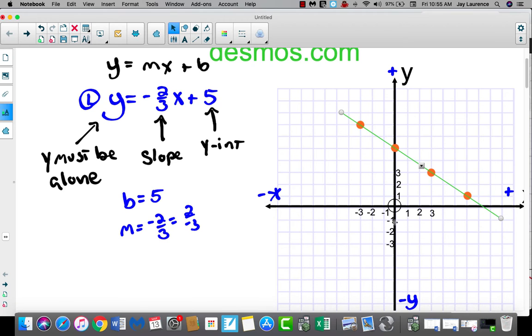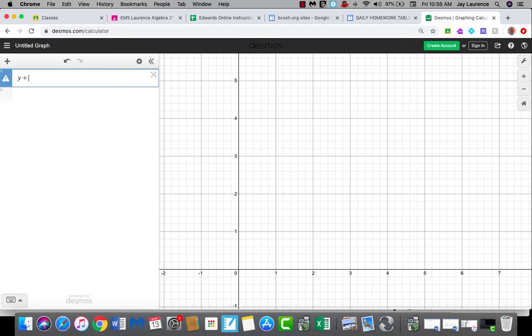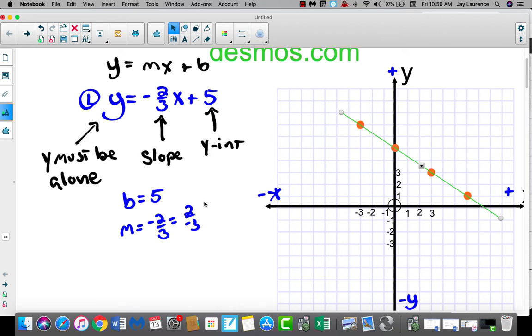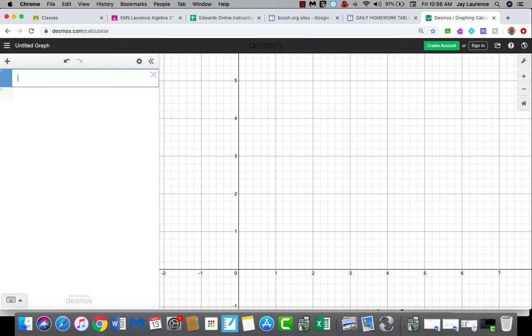If we look at this one here, it's at 3, 3, right? I guarantee you that this is going to be the point. Oop, what am I doing, silly Mr. Lawrence? The point 3, 3 is going to be right there. Bam. Okay? The one I just graphed was, I don't remember, was it y plus 4 equals, I better go back and look because I just don't remember. Okay, no, y minus 7 equals 3x minus 5.